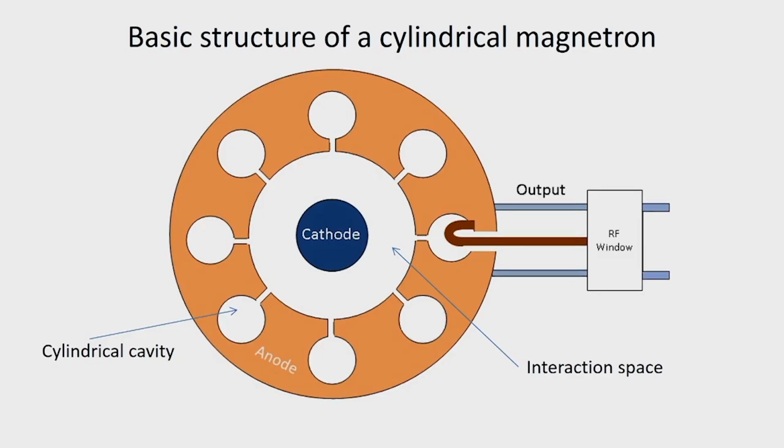As we have said, we will discuss the basic magnetron, a cylindrical magnetron, and the cross section of such a magnetron is shown. Here we have a cathode surrounded by an anode block, where we have cylindrical cavities. Now, between anode and cathode is the interaction space. These cavities, as we can see, have openings to the interaction space.